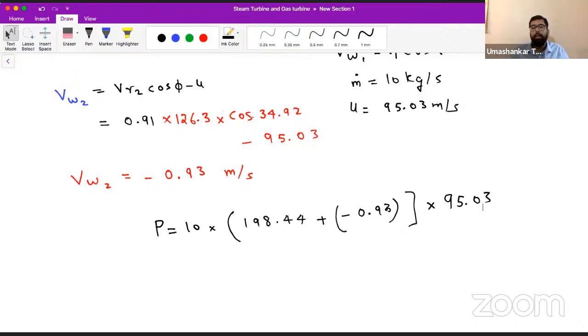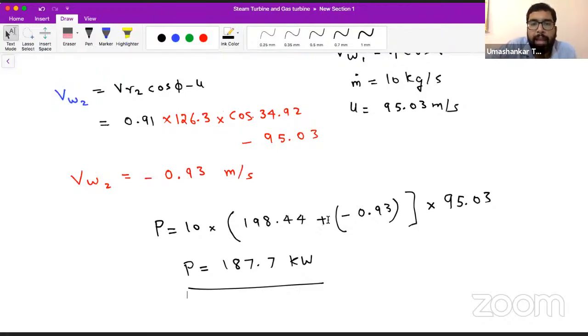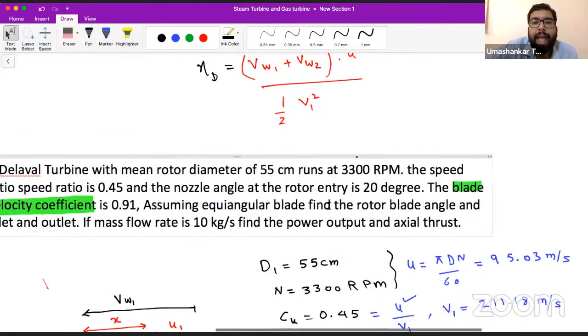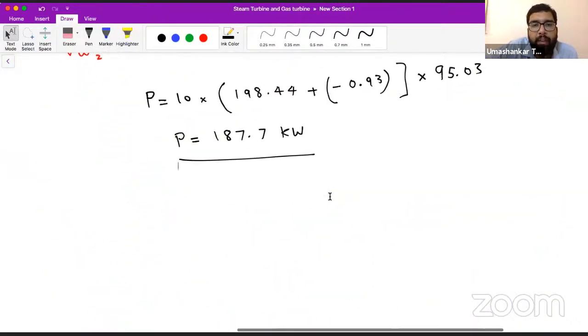Yes, Aishwarya, the answer is 187.69 kilowatt. So the answer to this problem is 187.67, something like that. Power is equal to 187.7 kilowatt. And I believe now you can also solve for the axial thrust. Axial thrust, you have to calculate FA, that is equal to M dot into VF1 plus VF2. Okay, so is this discussion clear?